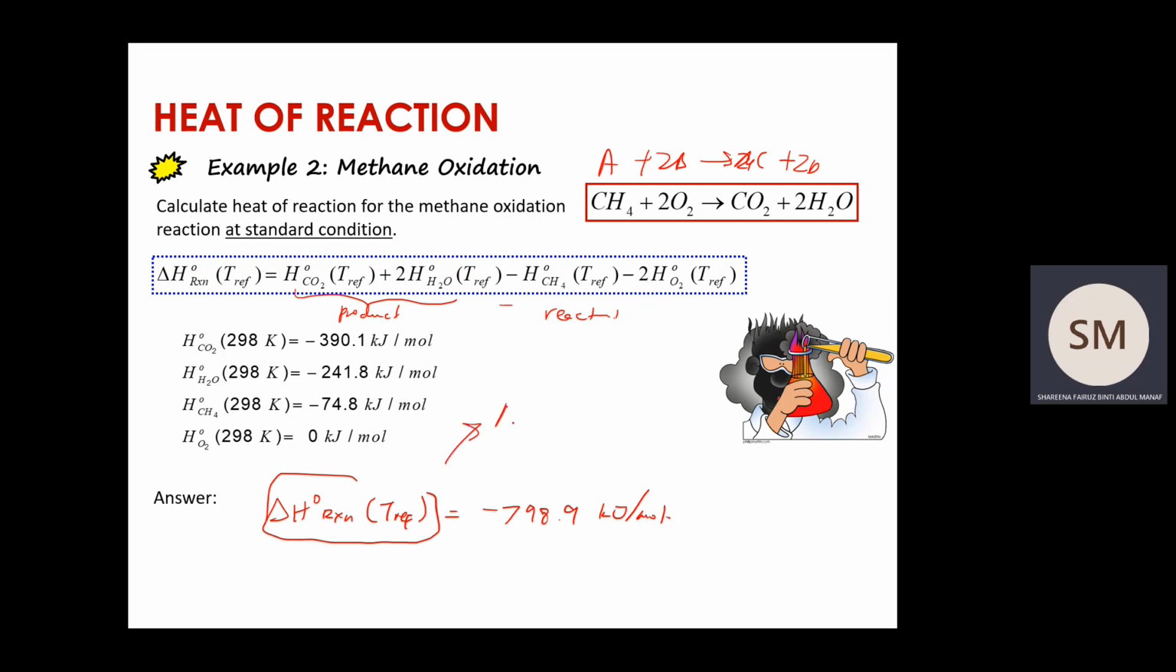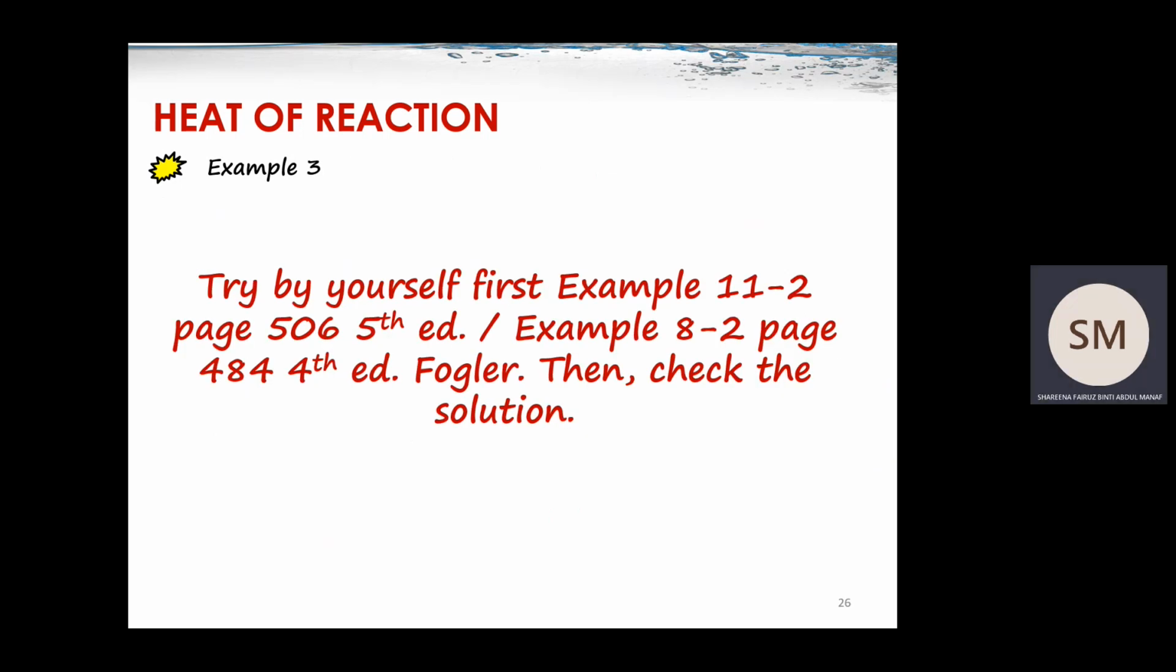Let's say you need to get the reaction at another temperature T. You need to use the previous equation, which is delta HRXN at TR, plus delta CP times T minus TR. So you have to use this one to find the heat of reaction at T. You need to try by yourself, for example 11-2 in the formula, and also example 8-2 if you use the fourth edition of the formula. Then check the solution.